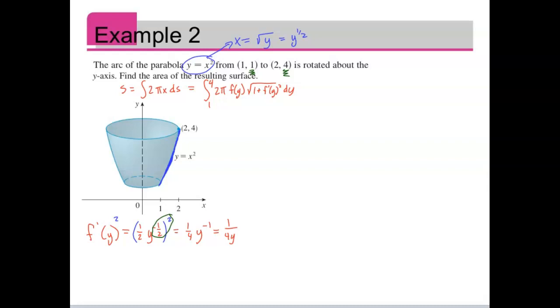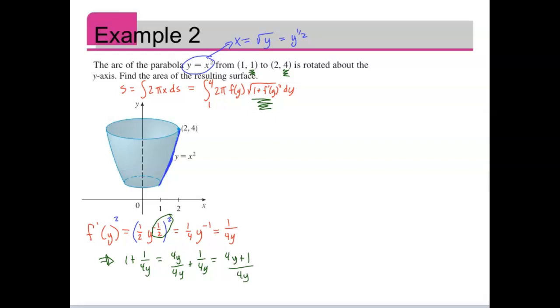And then I want to add 1, because I'm going to get everything under the radical simplified as much as I can. So that's going to be 1 plus 1/4y, or 4y/4y, just changing that 1 to have a common denominator, or 4y plus 1/4y.